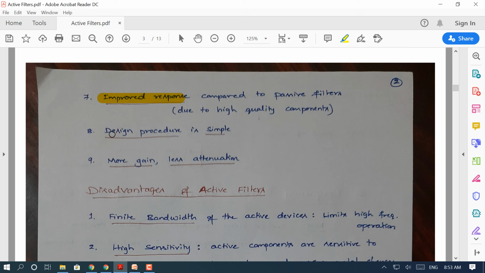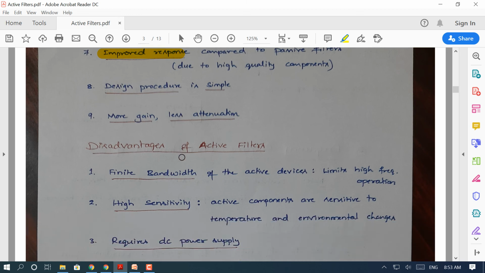And if you look at the design procedure of active filters, it's very simple. You need not worry about design complexity. The design is very simple here. Active filters, we can use for more gain and less attenuation. So these are a couple of advantages of active filters.